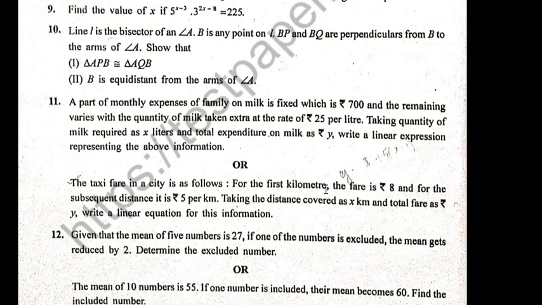Show that triangles APB and AQB are congruent. So here let us write what is given. Angle PAB is equal to angle QAB. This line L is the angle bisector, and BP is perpendicular to AP.